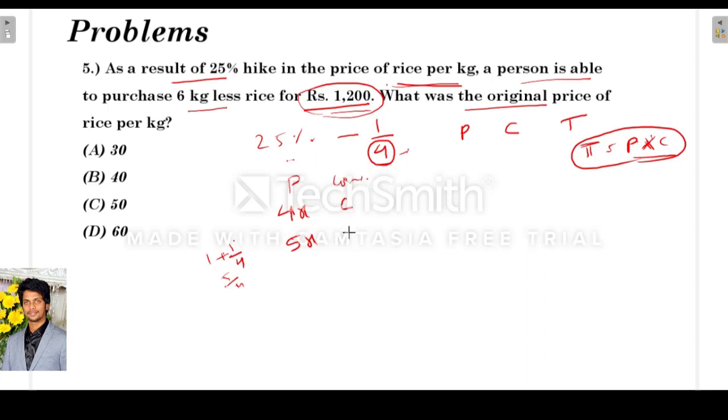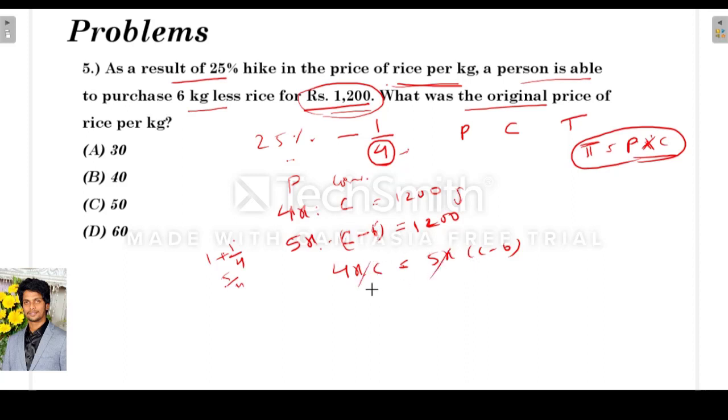So they are telling they have purchased 6 kg less rice as the price is increased, and in both cases the amount is 1200 only. So now see here, 4x into C will be equal to 5x into C minus 6, because the amount is not changing. Here 4x into C is equal to 1200. Here also 5x into C minus 6 is equal to 1200. So here x will go.